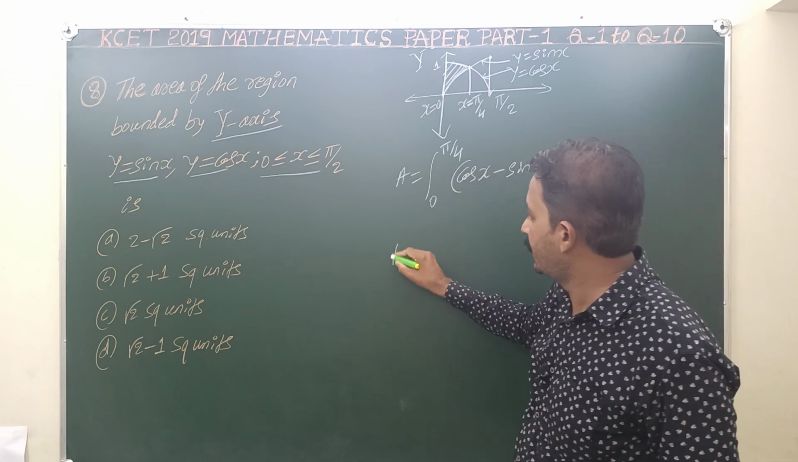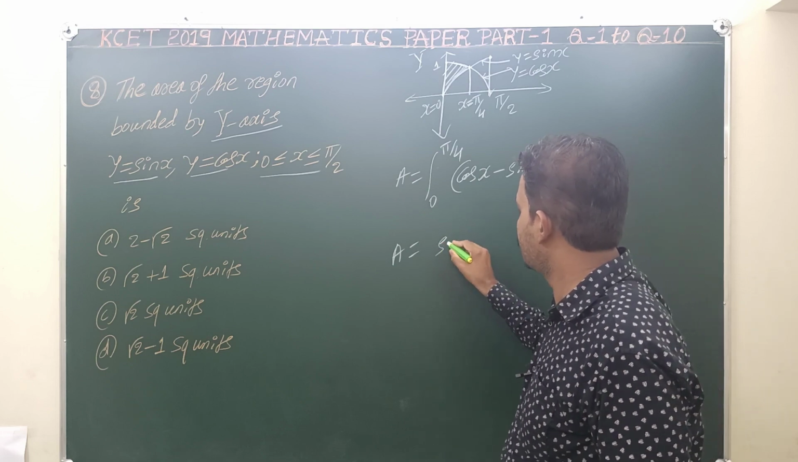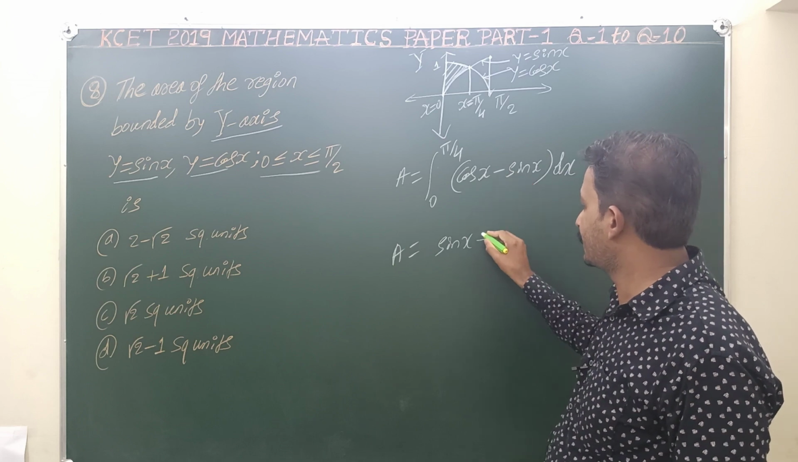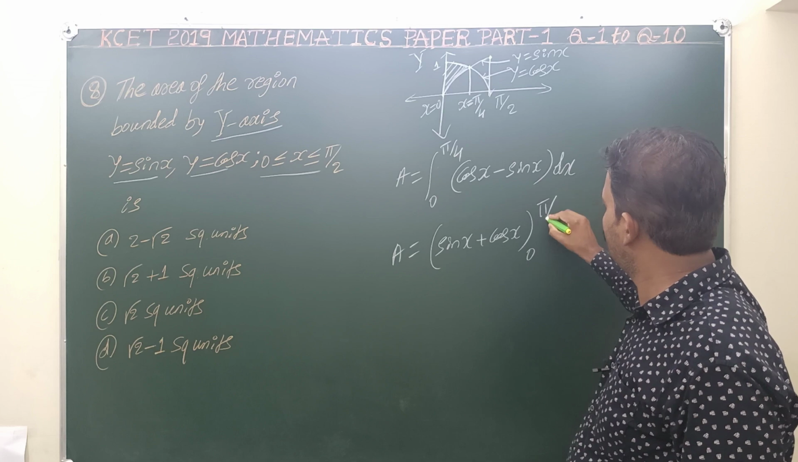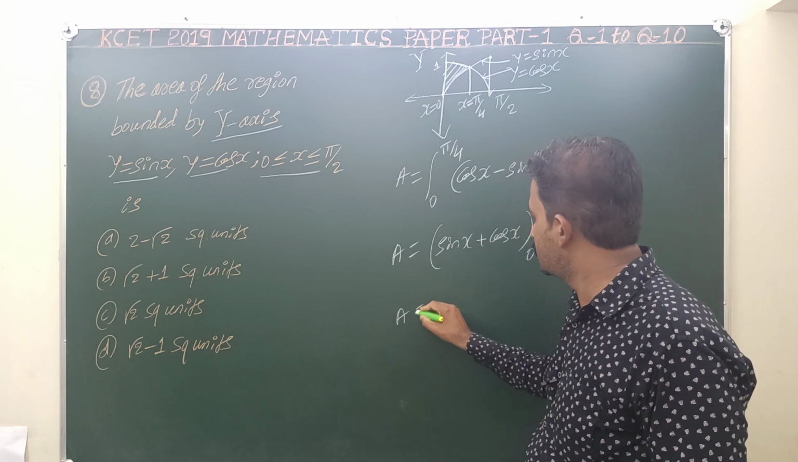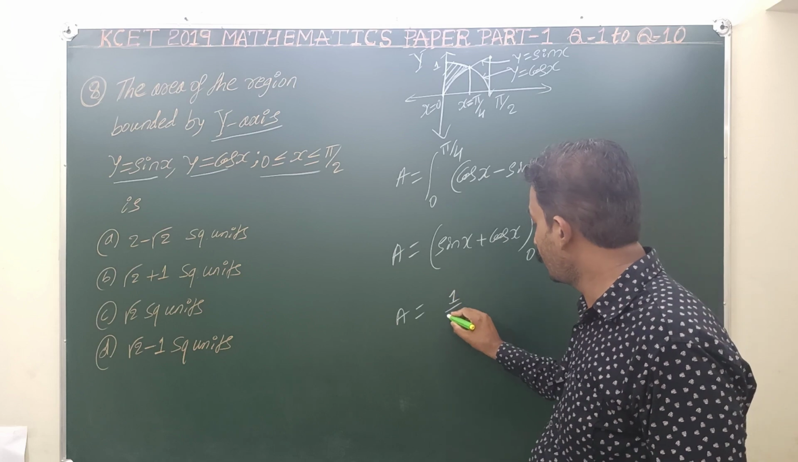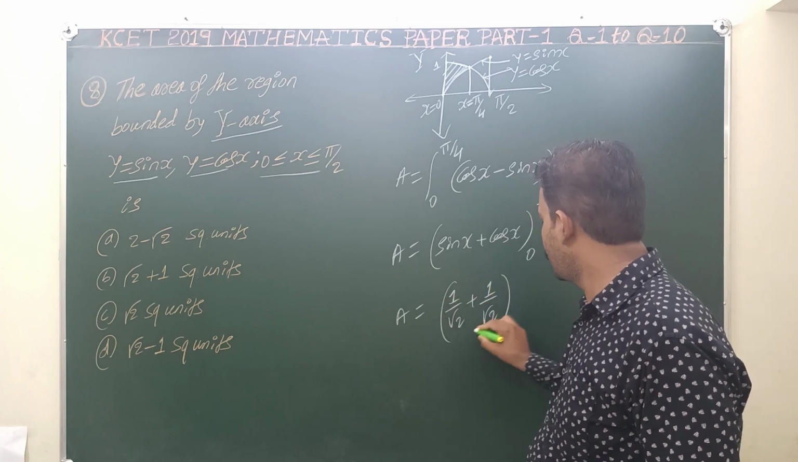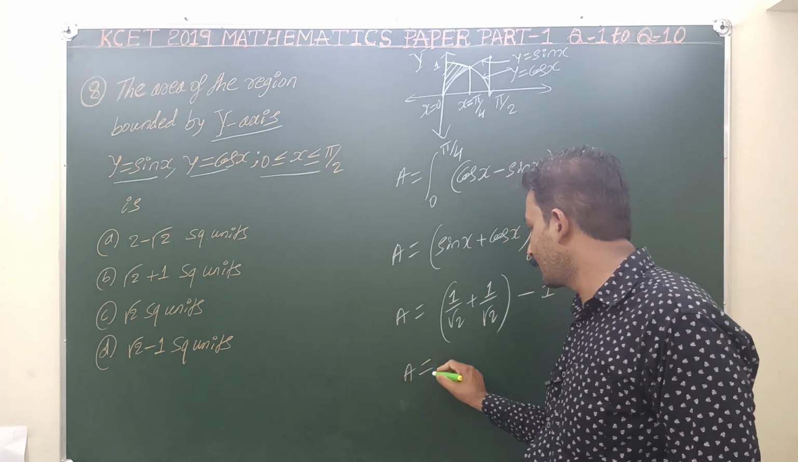So now integrate this. Cos x equal to what? Integration of cos x is sin x. Integration of sin x means minus cos x, it becomes plus cos x, from 0 to pi by 4. Apply the limits. Sin pi by 4, cos pi by 4, 1 by root 2. So 1 by root 2 plus 1 by root 2, upper limit, minus lower limit: sin 0 is 0, cos 0 is 1. 1 by root 2 plus 1 by root 2, 2 by root 2.